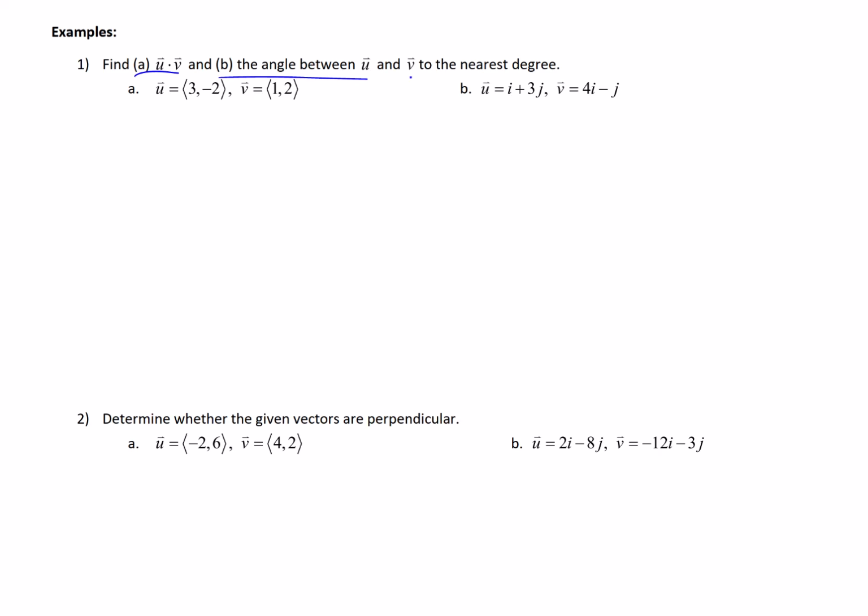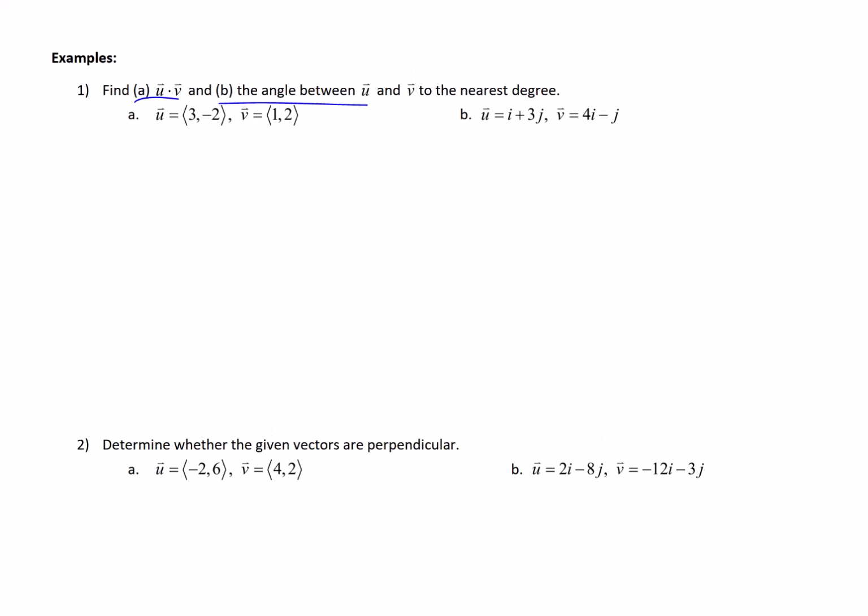Part A gives us vector u in component form. Remember, this is with the pointy parentheses that we've seen and used. The first horizontal component is 3, the vertical component is -2. So vector u is the vector <3, -2>. Vector v is the vector <1, 2>. So horizontal component 1, vertical component 2.